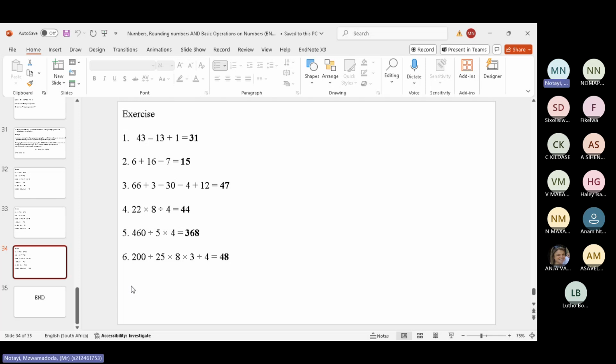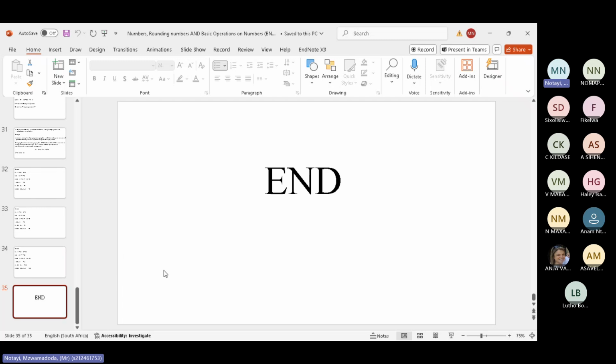And the sixth one, we deal with division and then multiplication. We multiply the answer and then we divide whatever we get. I think that's the end of what we planned, or I plan to do today.